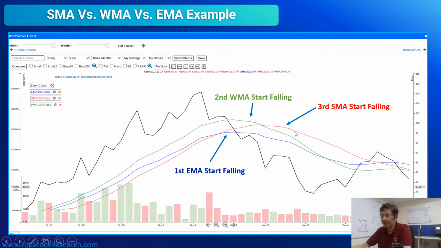Rather than SMA, because in SMA you may have lost a lot of good moves, right? The first one to cross below is WMA, right? But the first one to get flattish or go down is the EMA. So depending on what you're looking for, the trading profile and other things, you can choose one of the moving averages, right? The simple moving average responds much slower compared to the other ones.